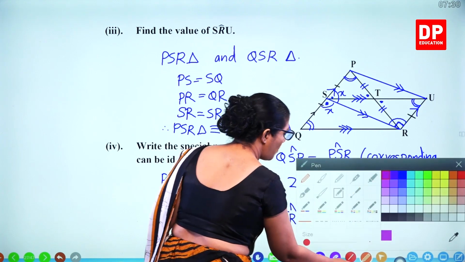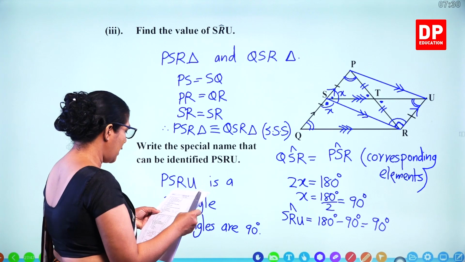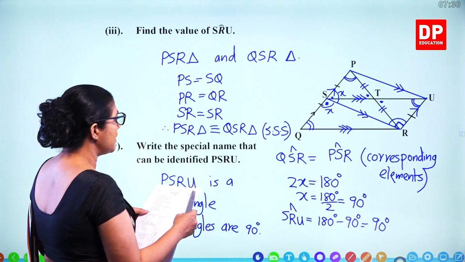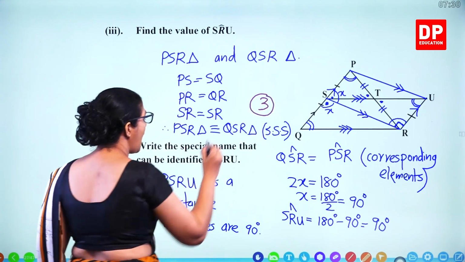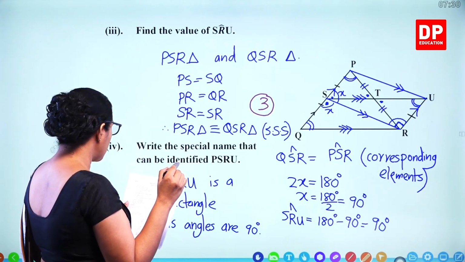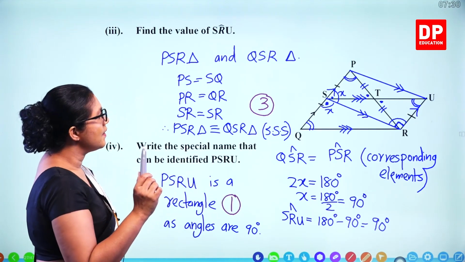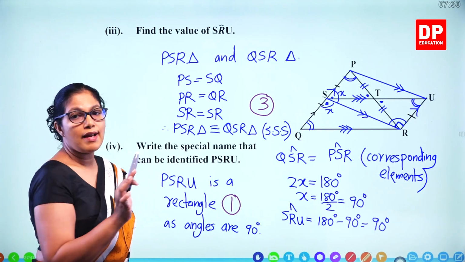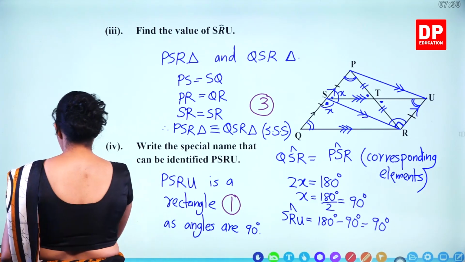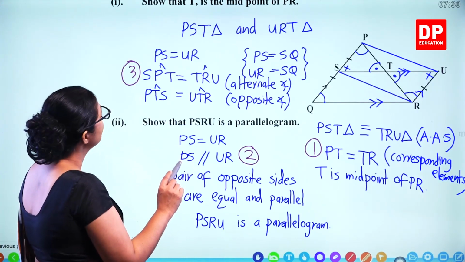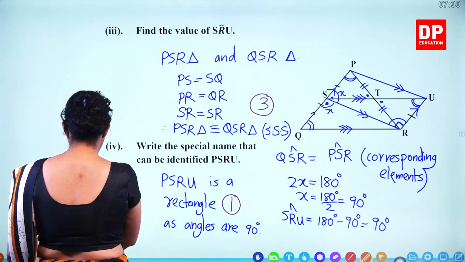So let's see how many marks. So part 3, you get 3 marks for that, finding the angle 90, everything 3 marks. And then the last part you are getting just 1 mark. Writing the name of the quadrilateral, that's a rectangle. So 4 here and we gave 6. So altogether 10 marks.